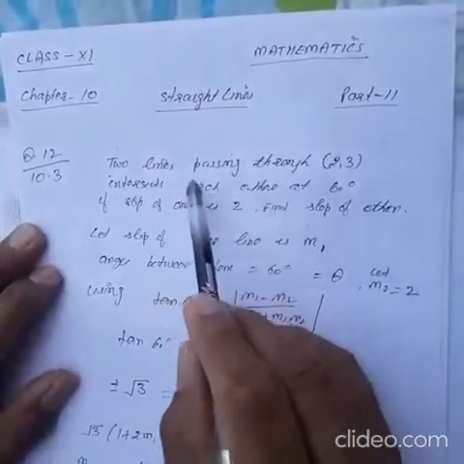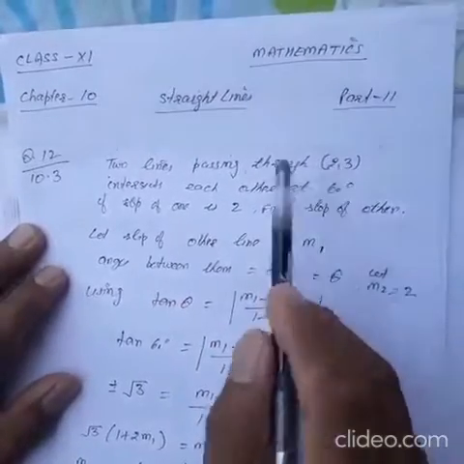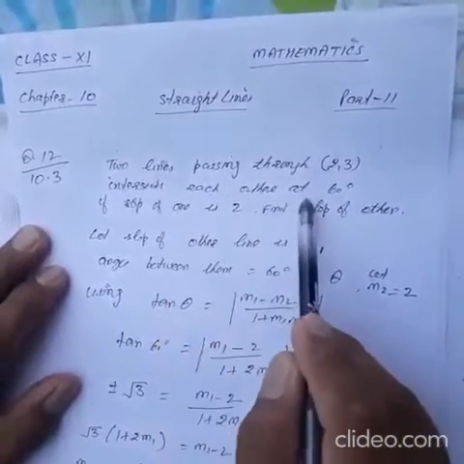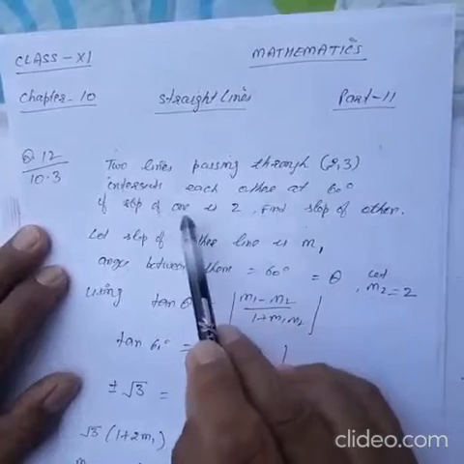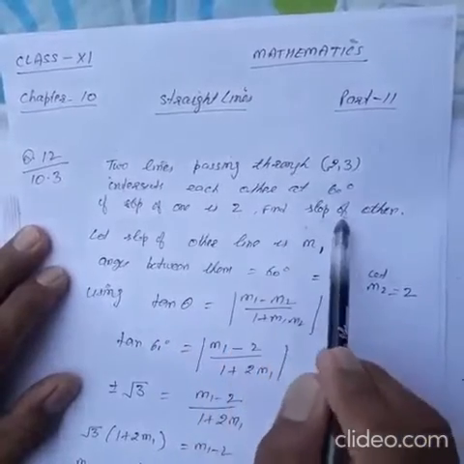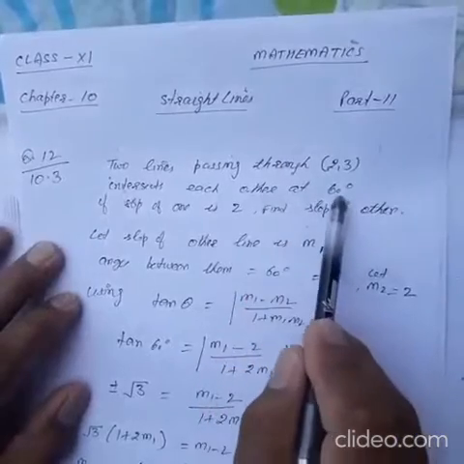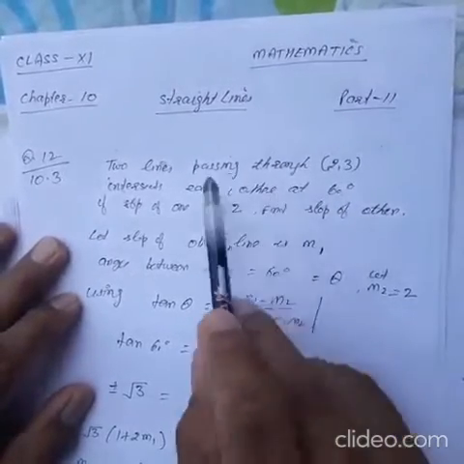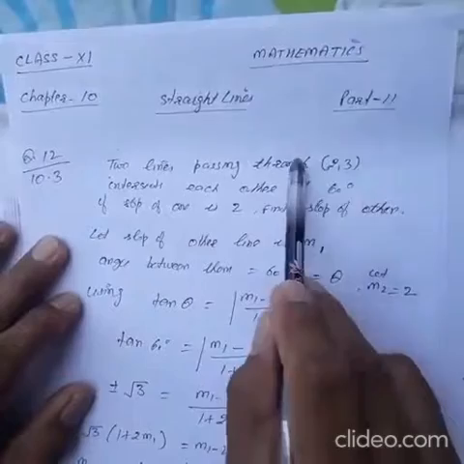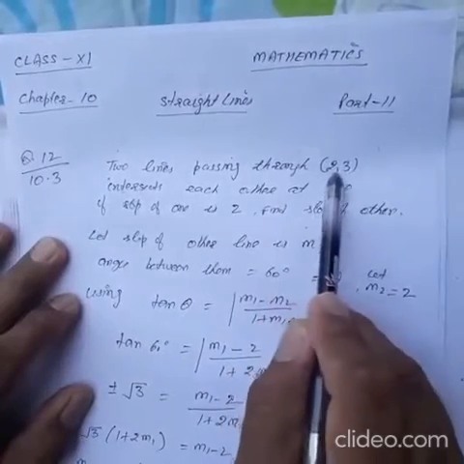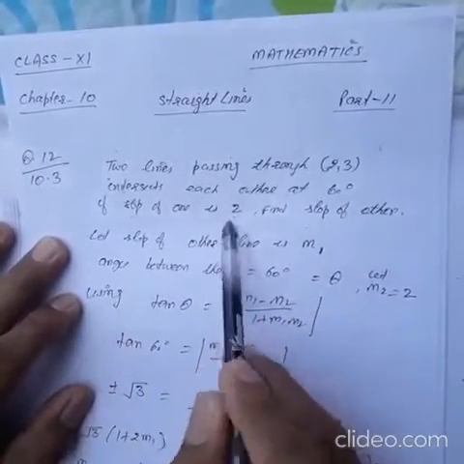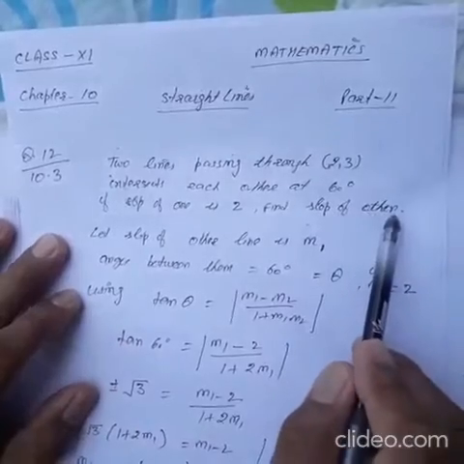The statement: two lines passing through (2, 3) intersect each other at 60 degrees. If the slope of one is 2, find the slope of the other. So the angle between the two lines is given as 60. The point of intersection of the two lines is given as (2, 3). The slope of one line is 2. We have to find the slope of the other line.